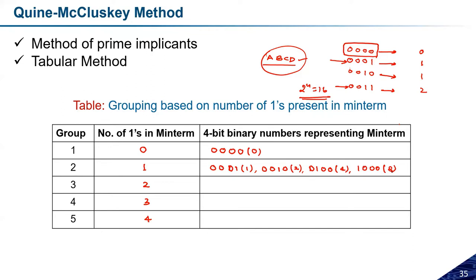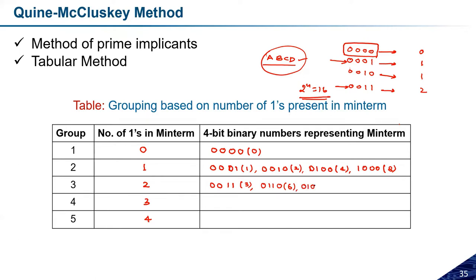Now if we talk about the third group, where the number of ones is 2, what are those possibilities? Can anyone tell me all of them, starting from the beginning, from 3? That could be 0, 0, 1, 1. This is one of the possibilities, and this is equivalent to 3. What is the other possibility? Can anyone tell me? 0, 1, 1, 0. What is the equivalent decimal of this one? 6. 6, perfect.